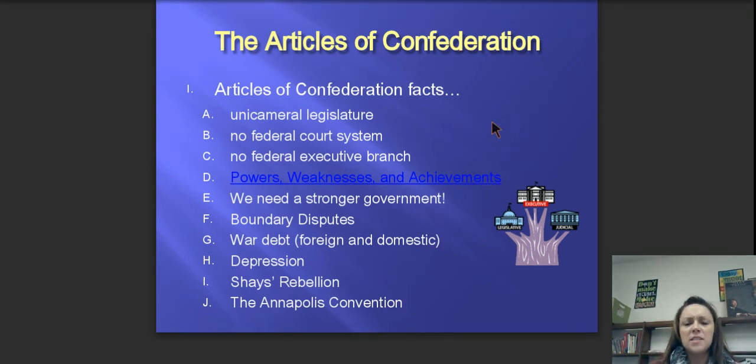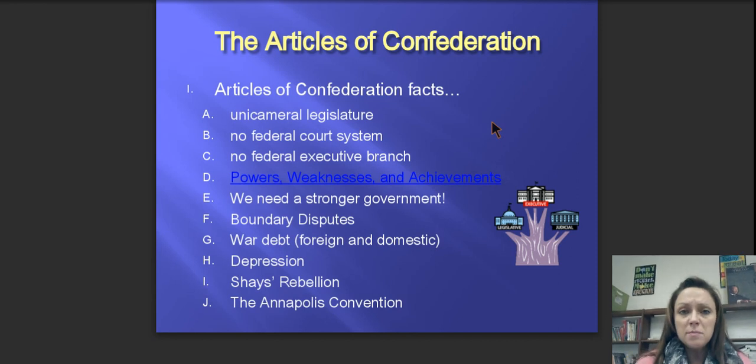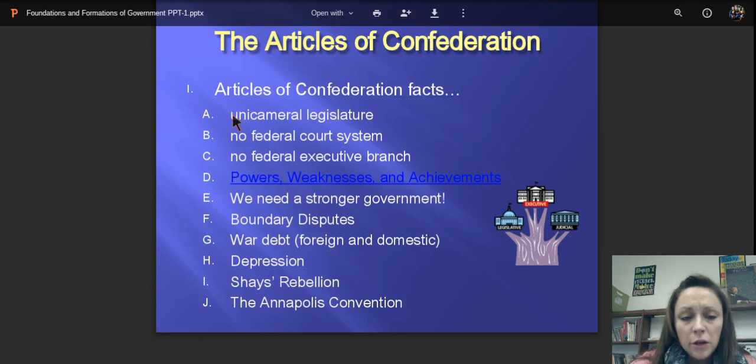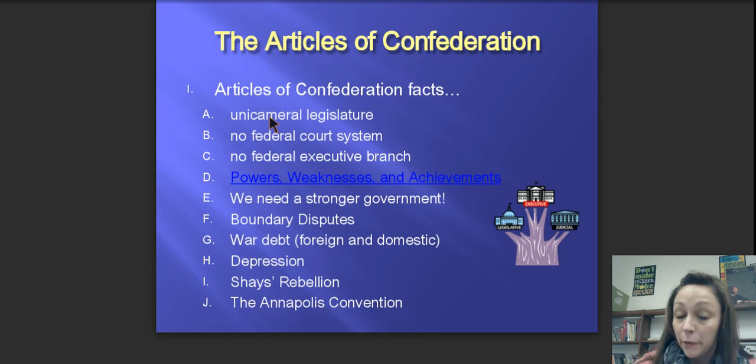So a couple of things you should know. And we'll spend some time talking about this when we get to our Constitution unit as well. But the Articles of Confederation had a unicameral legislature. Now this is a word that you're most likely not familiar with, unicameral. The prefix uni means one. Cameral means chamber or room. Probably didn't know that, but that's okay. So when we're talking about a unicameral legislature, we're talking about a single body that makes laws for a country. And we'll come back and talk about that in class.